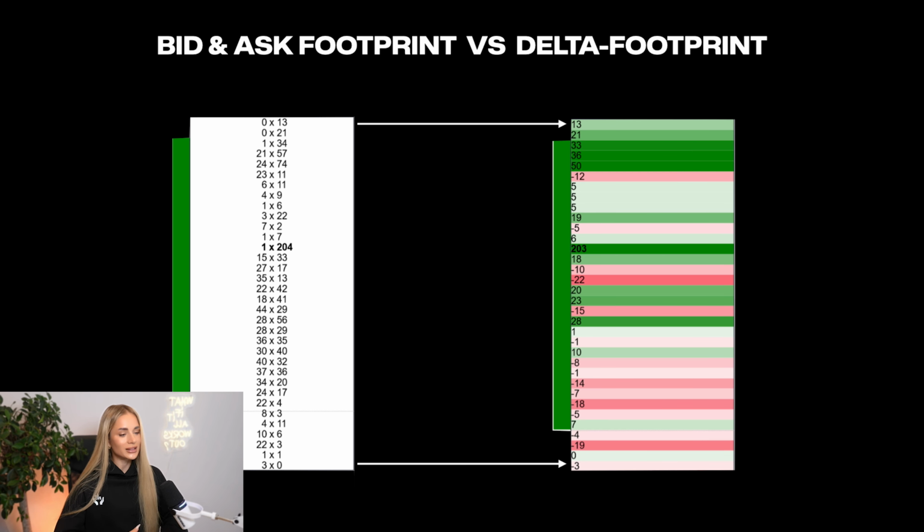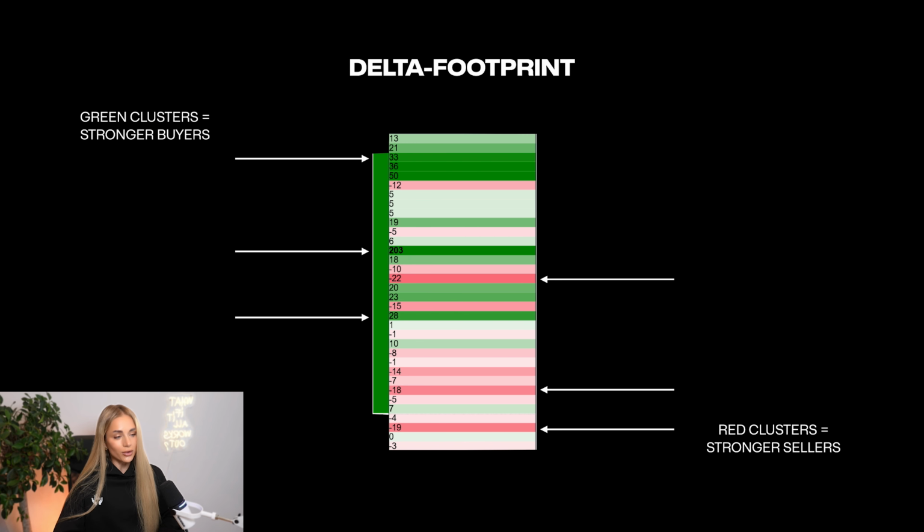Inside every footprint, the cells are color-coded. They represent delta, and as we remember from the previous video, delta is the difference between ask and bid. Therefore, if a cell is green, it indicates that the ask number was larger than the bid and tells you that there was more aggressive buying than selling at that specific price. A cell is red if the bid number is larger, so more aggressive selling than buying was happening at that level.